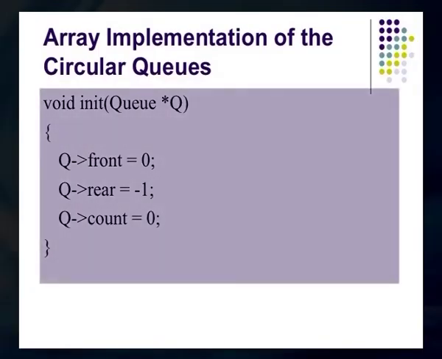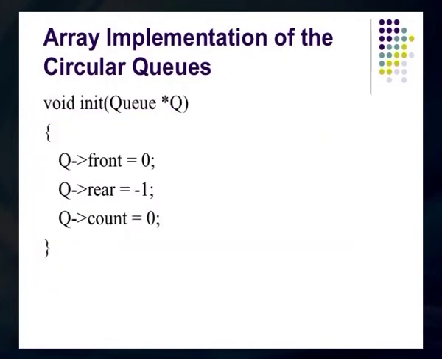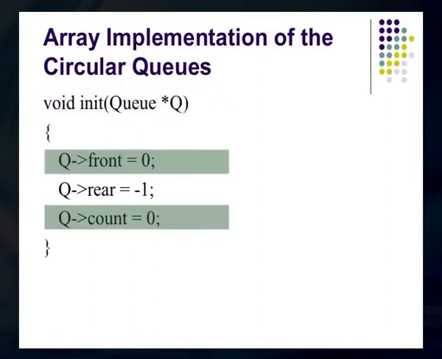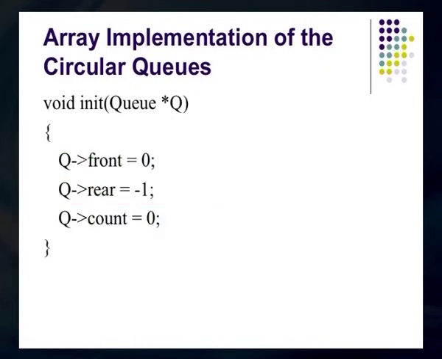Next we see how the basic operations NQ and DQ will be implemented. These functions will need 3 supporting functions which are implemented as shown in the slides. The function init is defined to initialize the queue. Initialization of queue is quite simple. We just set the value of the variables front and count to 0, while rear is set to -1.